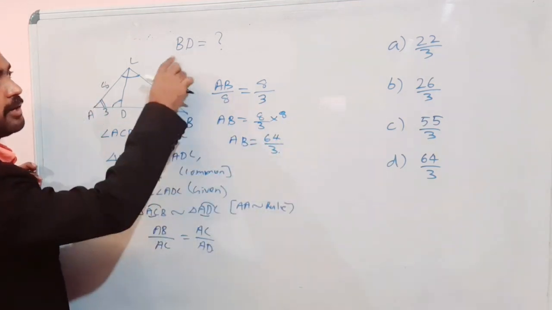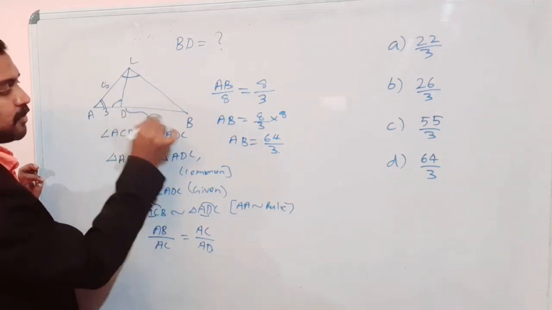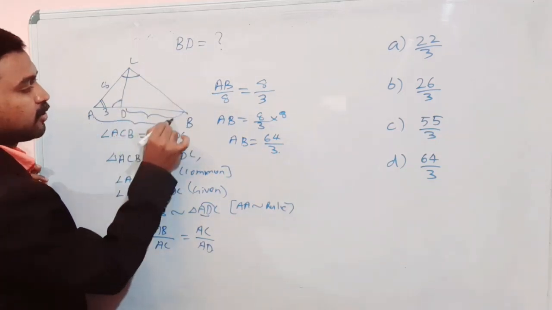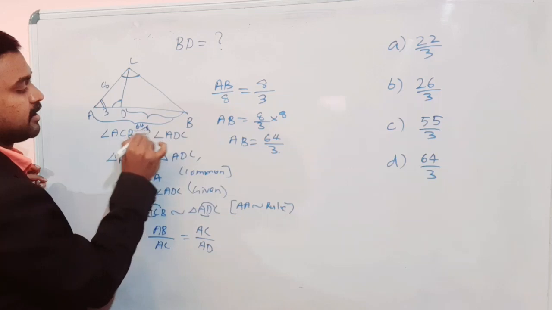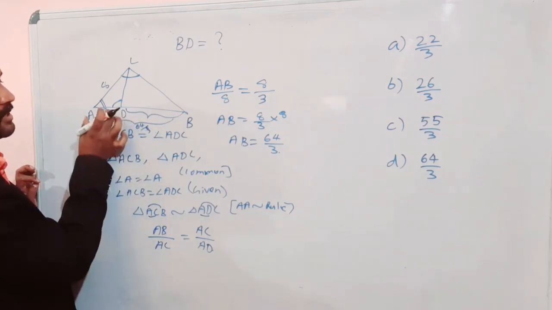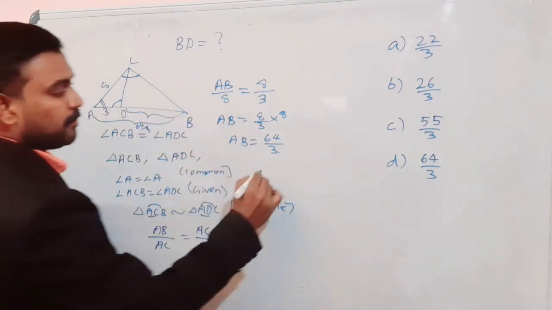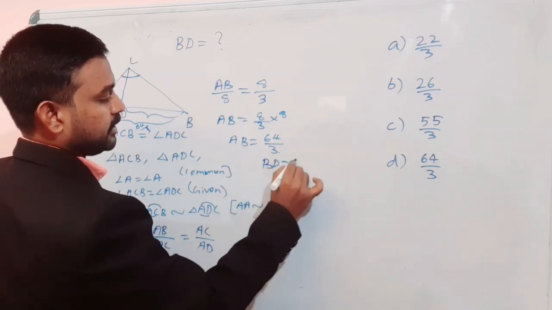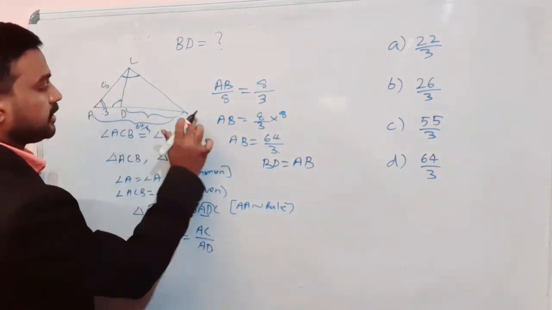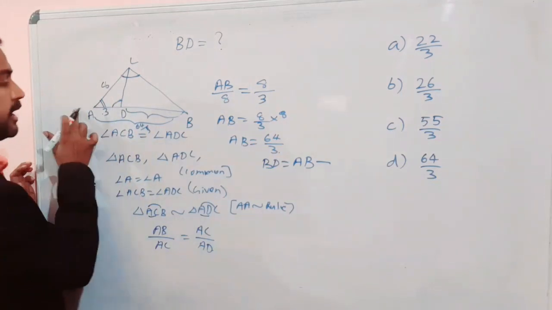Our question is to find BD. BD means this portion. We know AB is 64 by 3 and this part AD is 3. So just subtract this and we will get the remaining part. So BD is equal to AB, this length, minus this length AD.